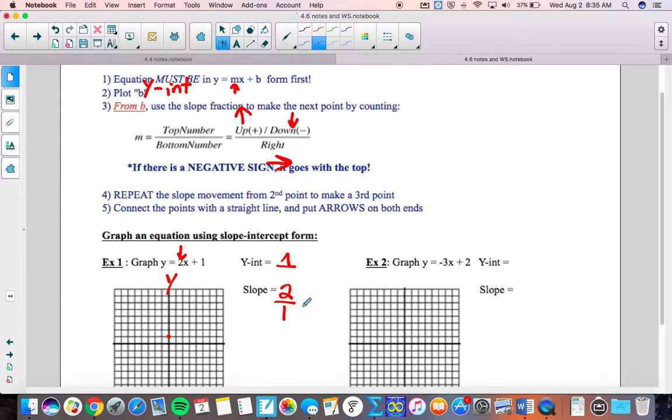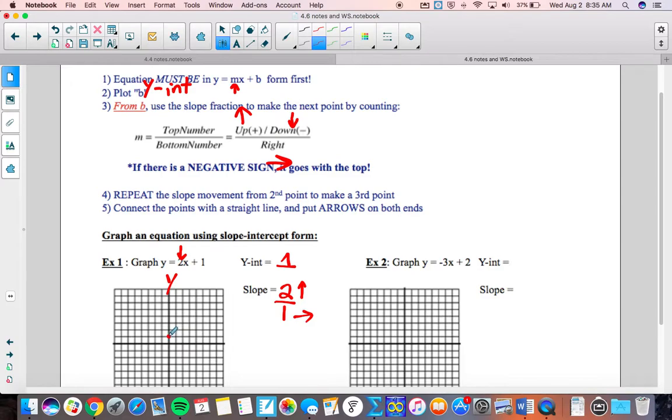Why do we make it into a fraction? Because it's actually nice to graph slopes with a fraction, because the top number tells me how much I'm going up or down. In this case, I'm going up 2 because it's a positive 2. The bottom number tells me how much I'm moving. I'm moving 1 to the right, and that's really important to move that 1 to the right. It's as important as any other number.